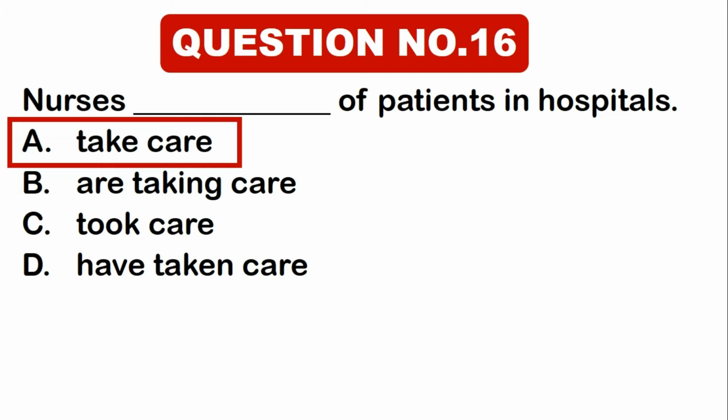The format or the structure is I do. For I, they, and we, use the verb in its base form, without S. If the subject is singular, he, she, it, then the verb has S. So she does, he does, it does. So nurses take care of patients in hospitals. We say the earth goes around the sun, right?